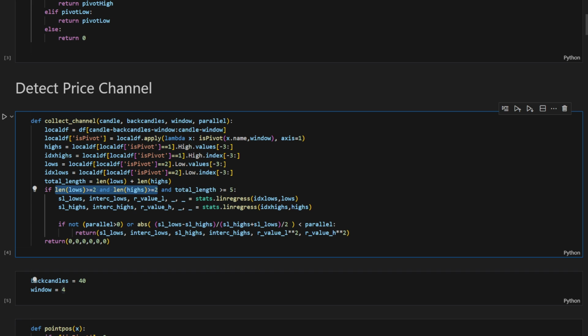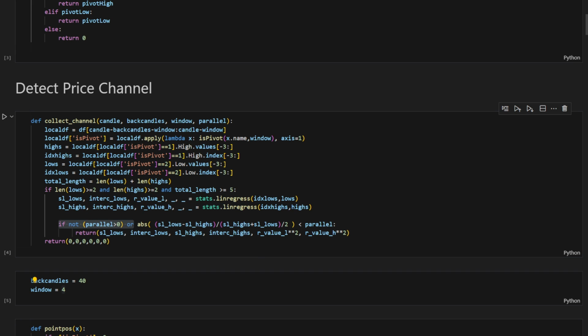So we don't want to have, for example, 4 highs and 1 low, because in this case, this condition is verified, but we can't construct a channel. So these are the conditions to be able to fit points into a channel. And then we are going to use the linear regression from stats, providing the lows, the indexes, and values of the lows, and also the highs and their indexes. So this is how we fit the pivots into two slopes.